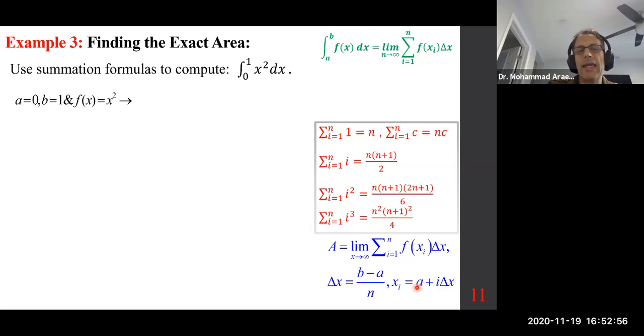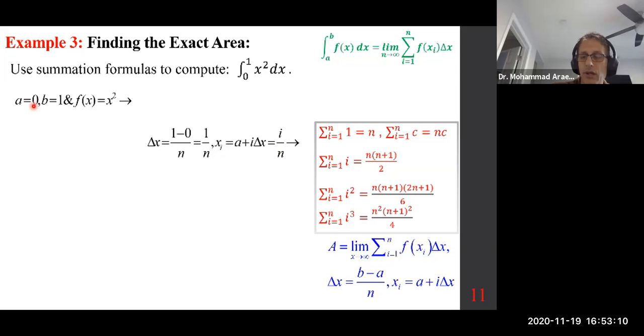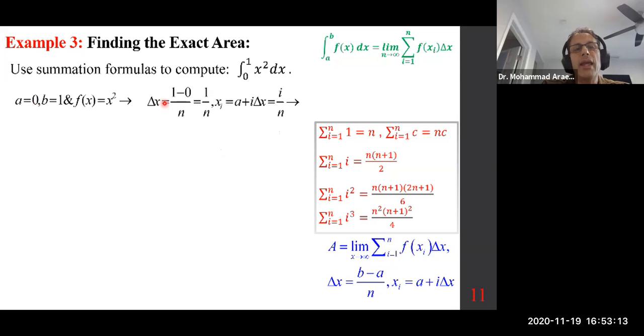And x sub I is a, which is 0, plus I times delta x. So delta x is b minus a over n, and x sub I is a, which is 0, plus I times delta x, which is 1 over n, so we get I over n. And so let's stick with the formula. This is the same as this one, f of x sub I. So what is x sub I, everybody? I over n. So replace this with I over n, and it becomes the summation.